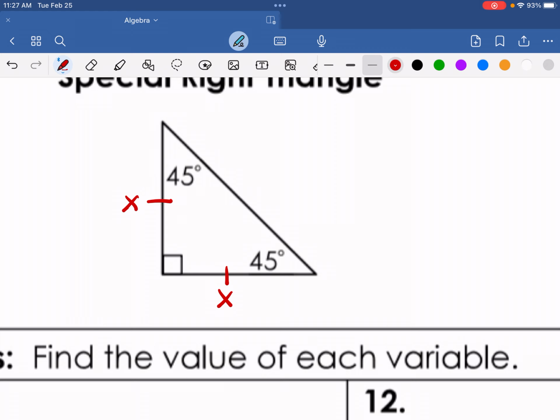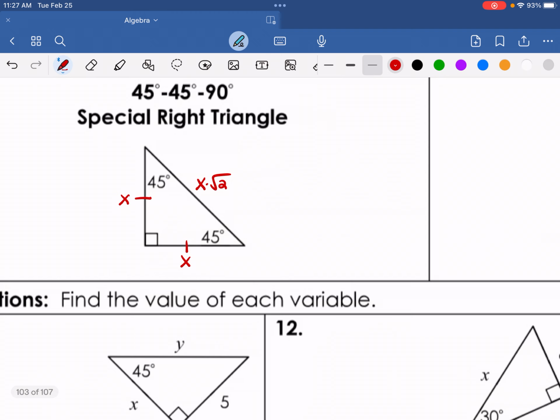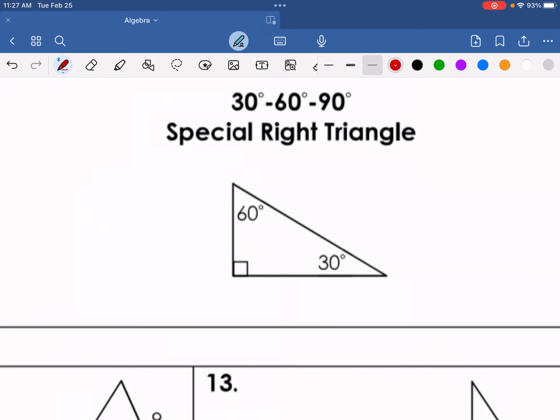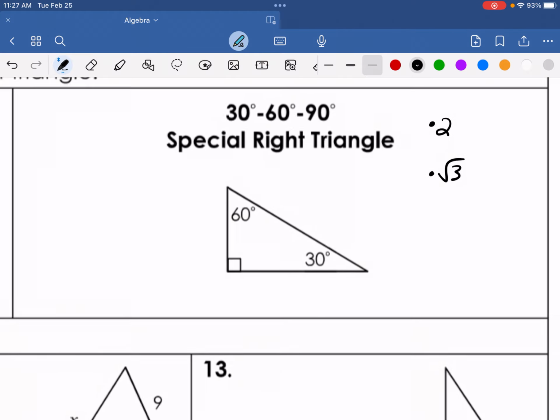And then the hypotenuse, it's gonna be X times radical 2. You take whatever number you multiply by radical 2. Okay, so for a 45 triangle, all you have to do is multiply by radical 2 or divide by radical 2. For a 30, 60, 90, that one, you have to multiply by two different things. For one side, you multiply by 2. For another side, you multiply by radical 3. There is no radical 2 on the 30, 60, 90.